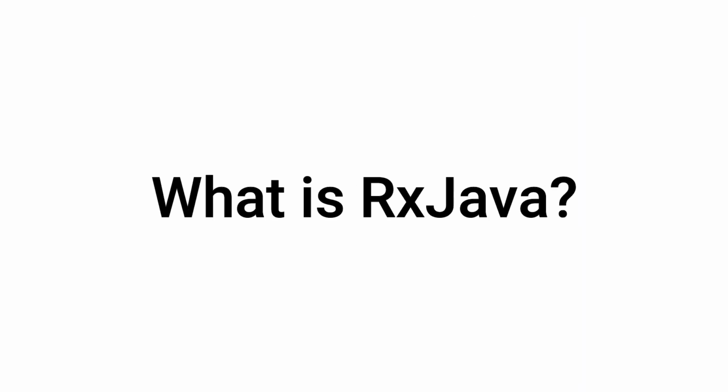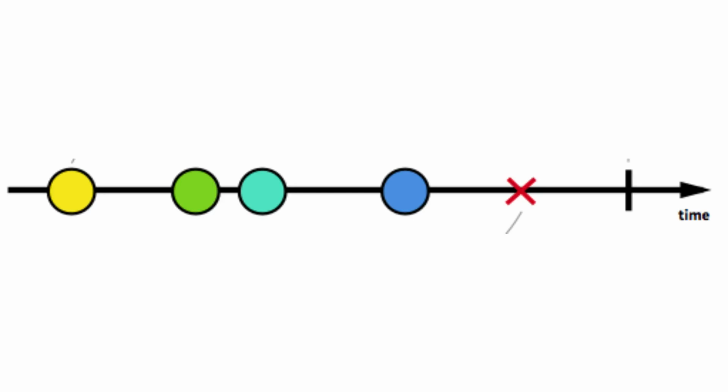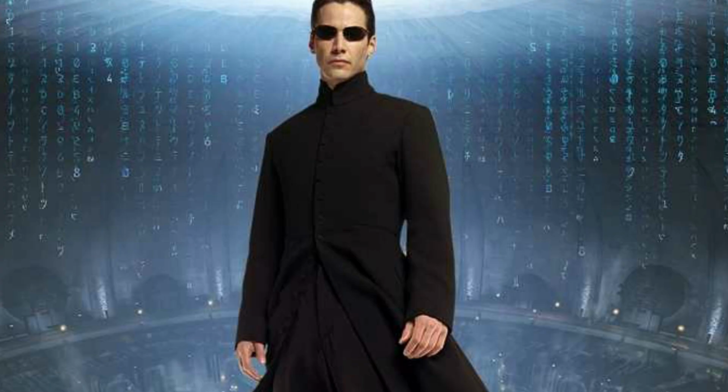Now, what is RxJava? As per the official documentation, RxJava is a Java VM implementation of Reactive Extension, a library for composing asynchronous and event-based programs by using observable sequences. Okay, let's make this simple for you. With RxJava, we can read data like the data is in motion. It may sound like any science fiction movie or matrix, but it's possible. And in this series, we're going to see how.